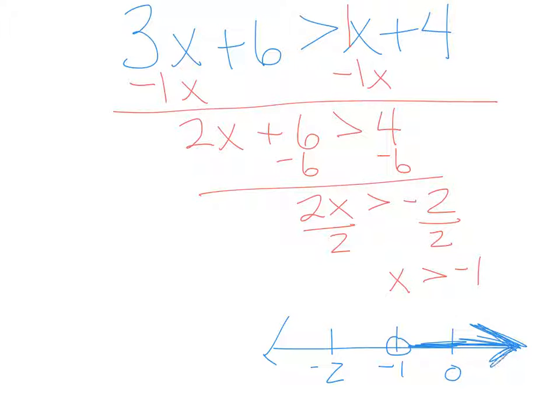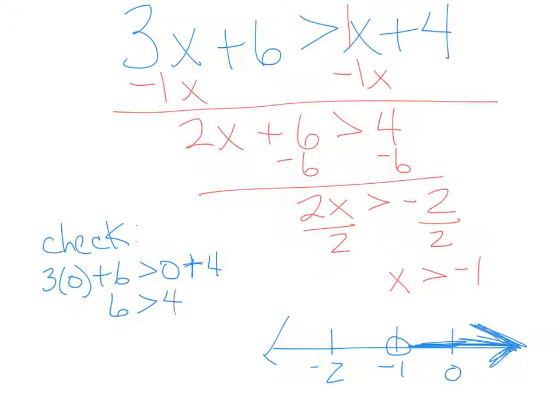So let's test a number to the right and see if it works. So let's talk about what this looks like in your check. I'm going to use 0 just because it is in the highlighted area and 0 is so nice and easy to use. So 3 times 0 plus 6 is greater than 0 plus 4. I'm going to see if this is true or not. 3 times 0 is 0, plus 6 is 6, is greater than 0 plus 4 is 4, so that is true. So that confirms for me that I have the right part of the number line shaded.